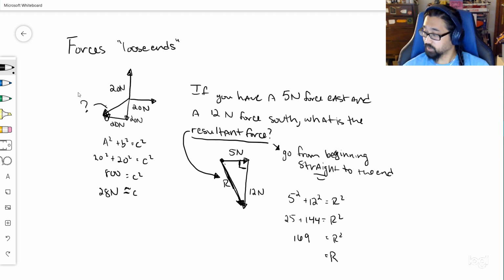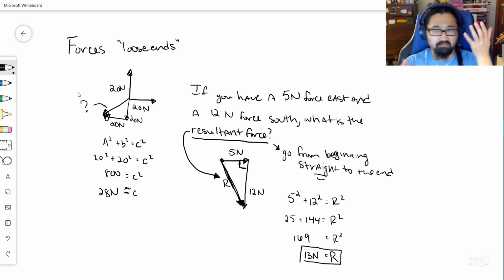And I actually know this one. This is a nice one. This is a perfect square. R equals 13 newtons, right? The magnitude is 13 newtons. The size, the length of the arrow, is exactly 13 newtons. And the direction is southeast, approximately.